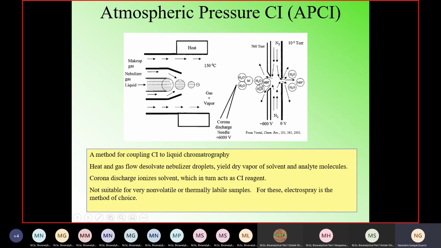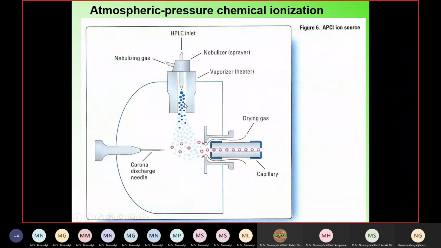So you can see here also, these are all coming out. There is a corona discharge which has 6000 volts, and with the help of solvent molecules which are again ionized, there is a formation of ions from my solute of interest. These ions go into this portion, which is basically the mass analyzer portion, and there is a drying gas also. There is an HPLC inlet here. This is a drying gas basically to remove some of the solvent molecules.